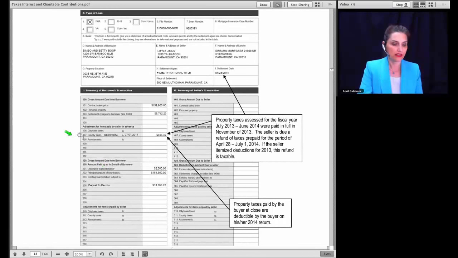So here we see line 107, county taxes, that shows the assessment period for which he is no longer owner of the home. April 28 through July 1st, 2014, the tax amount allocable to that period of time, $454, that is not tax Jimmy owes, and so the deduction he claimed for paying it in the earlier year was too large. He's now getting a refund of that tax amount back. He does not go back and amend the 13 return. He leaves it as it was. But what he does do is he's going to need to report this refund of property taxes as income on his 2014 return.